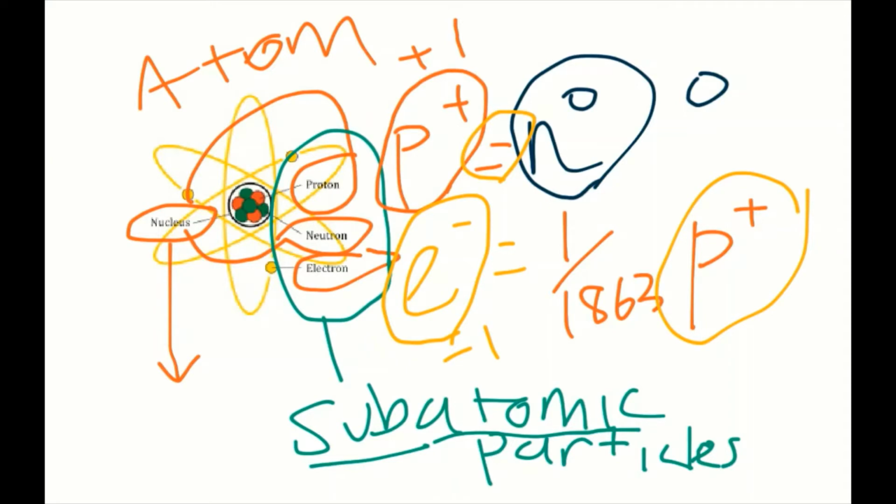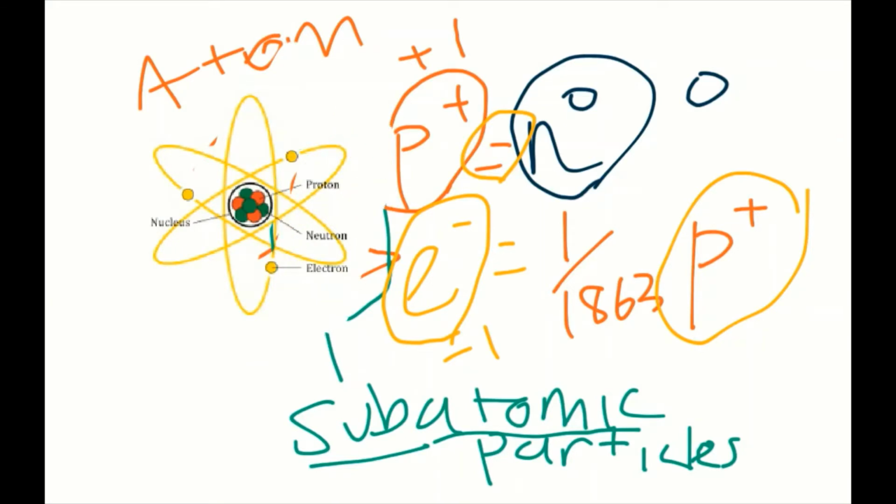To answer this question, I have to erase everything that's surrounding this atom because it's getting messy. So let's look at this. Why does the atom stay together? Well, all in all, it's because opposite charges attract.